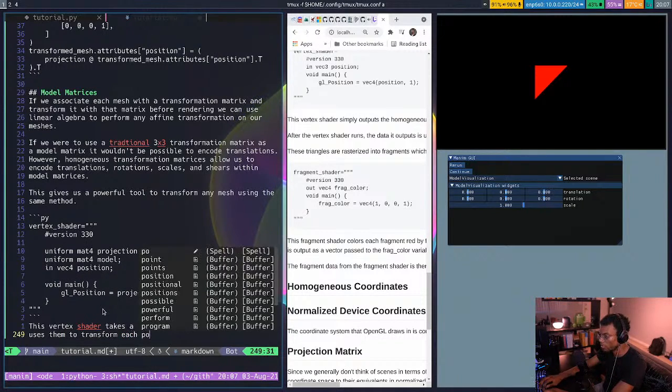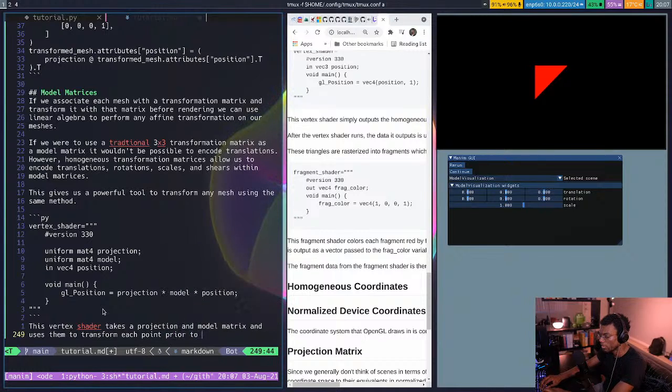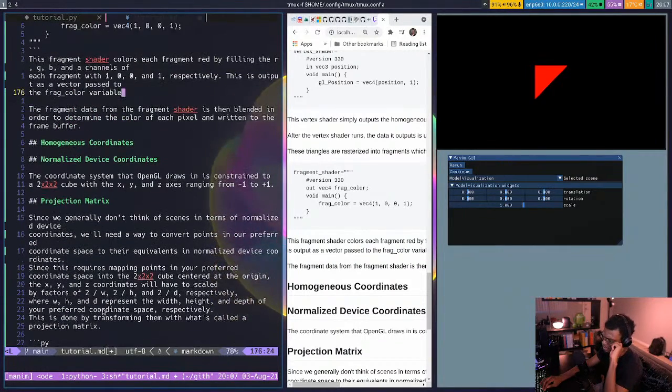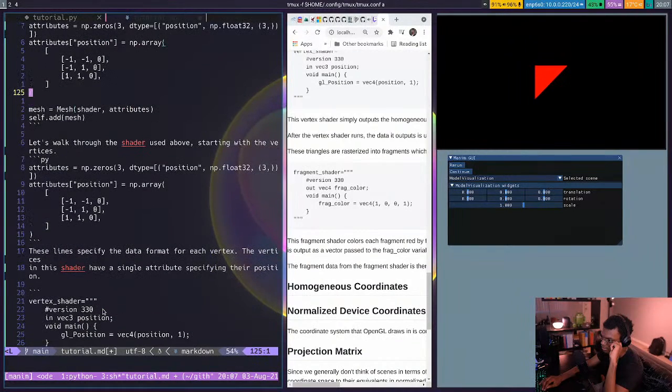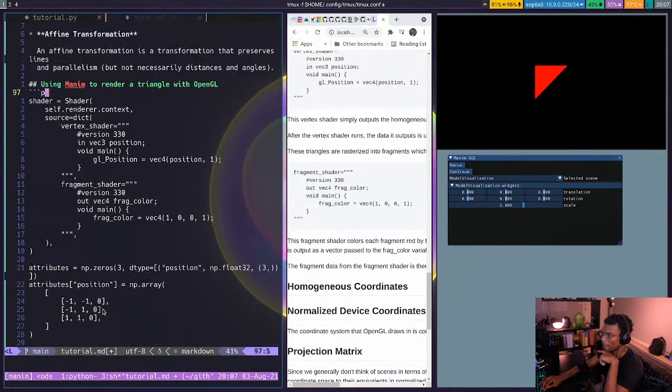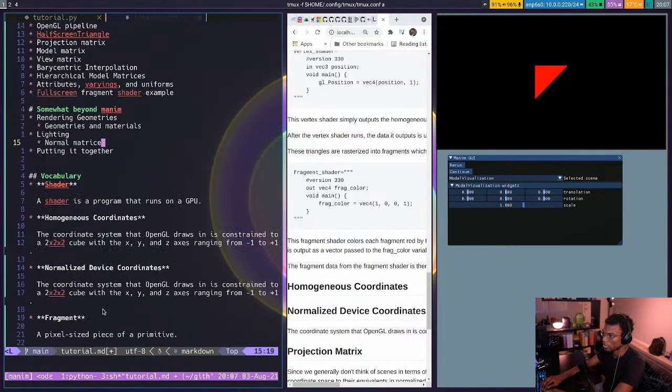Transform each point prior to returning them. I guess I haven't even talked about vertices or attributes, uniforms, and varyings yet. I'll have to put that on a to-do or something.